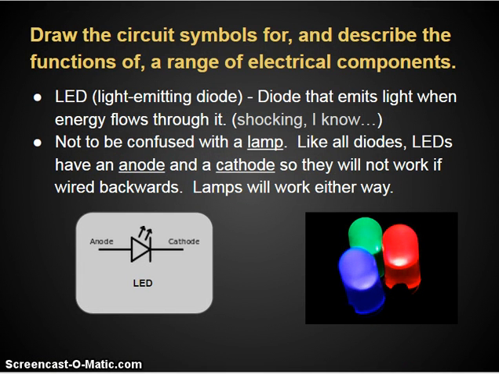An LED, also known as a light-emitting diode, is a diode that, guess what, emits light. It is the same symbol as a regular diode, but it has two little arrows pointed away from it. That indicates that it is emitting light. LEDs, like all diodes, have an anode and a cathode, so they have to be connected in a specific way. There is a polarity to them.